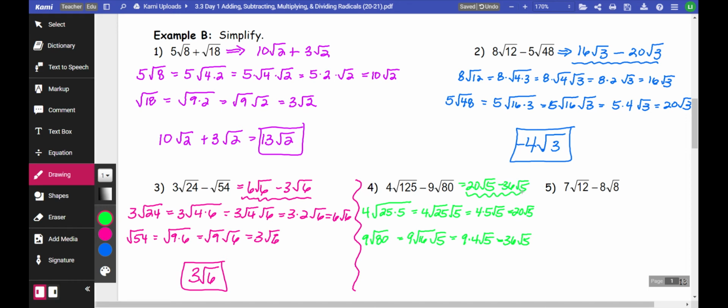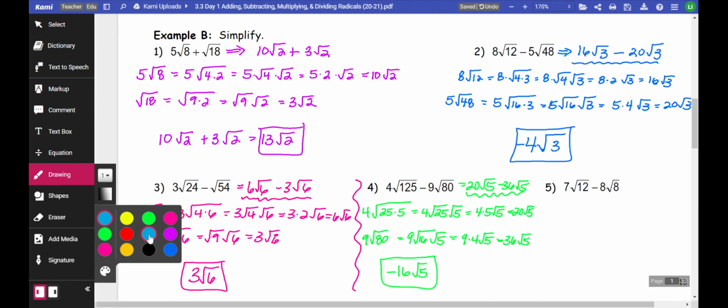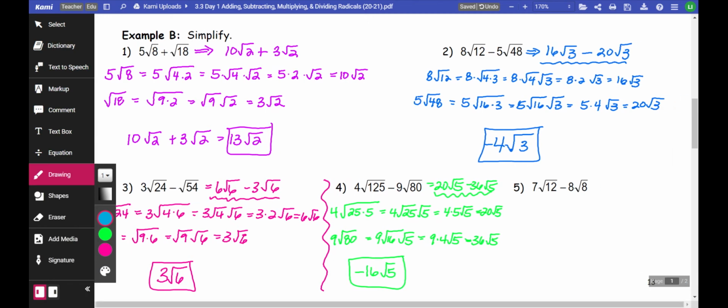Okay, so now my new problem, 20 root 5 minus 36 root 5. I end up with negative 16 square root of 5. All right, and last but not least, for question number 5. 7 square root of 12 is 4 times 3. 7 times 2 times the square root of 3. 14 square root of 3.